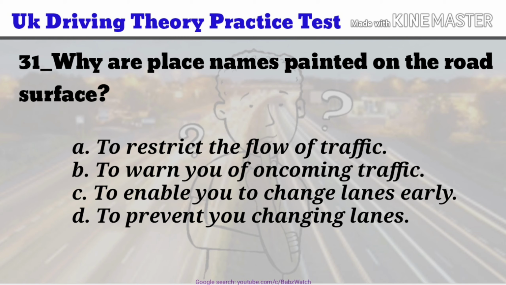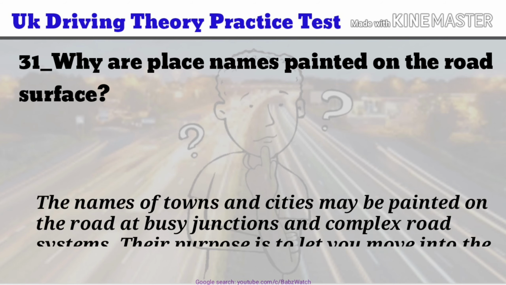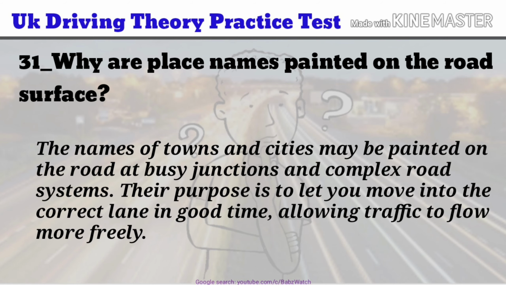The correct answer is C. To enable you to change lanes early. The names of towns and cities may be painted on the road at busy junctions and complex road systems. Their purpose is to let you move into the correct lane in good time, allowing traffic to flow more freely.